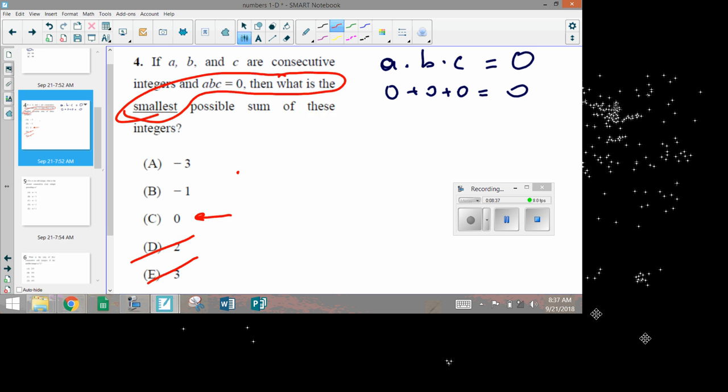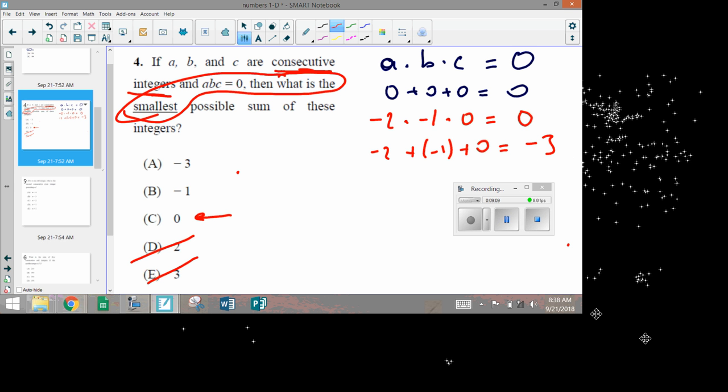Then how am I going to get them? Say again. -2 times -1 times 0. Let's check that. The result is 0. When I add them up, -2 plus -1 plus 0 is going to be -3. So that works. Are those consecutive? Because it's telling us it has to be consecutive integers. Good. When you multiply them all, it's going to be 0. When you add them up, it's going to be -3. That satisfies everything.